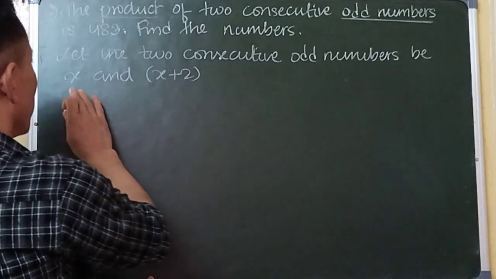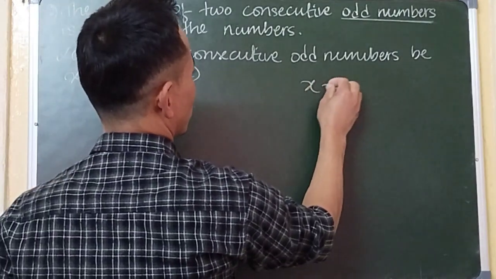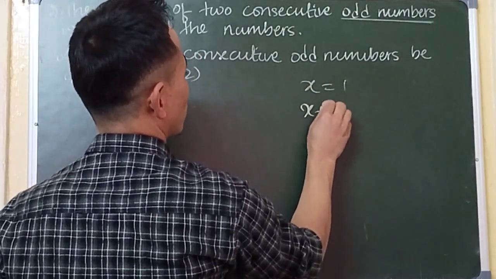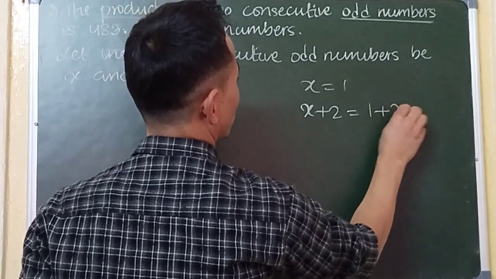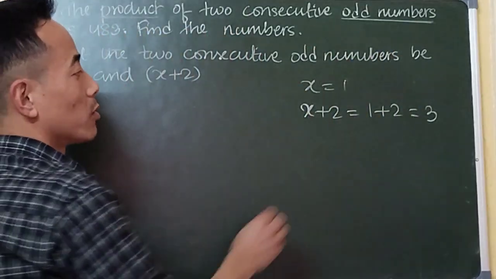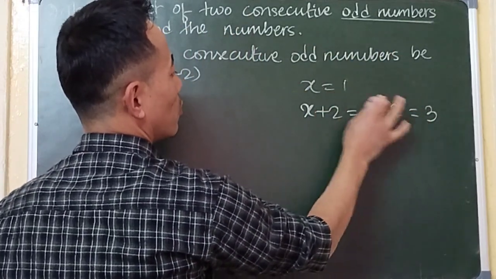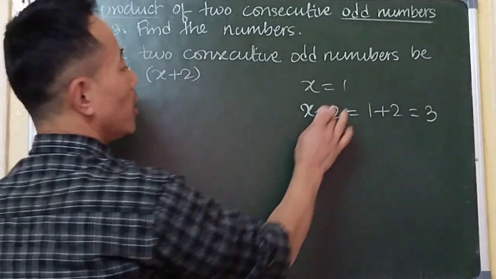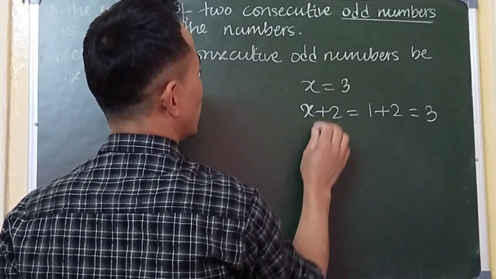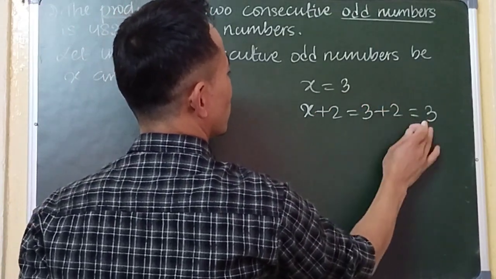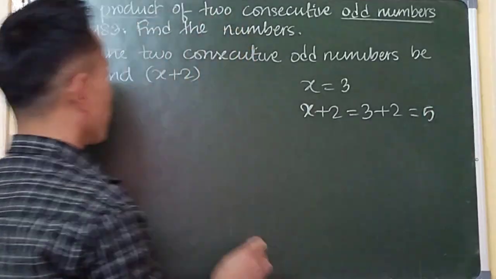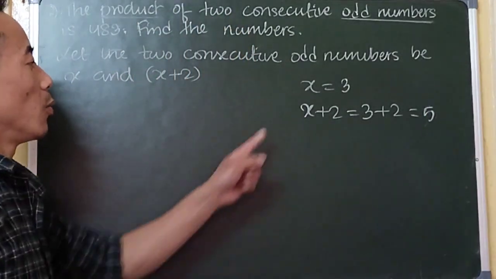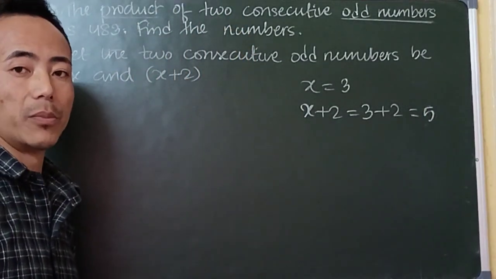Alright. So for example, if you take x is equals to 1, then x plus 2 will be how much? 1 plus 2, that will be equal to 3. So this 1 and 3 are the two consecutive odd numbers. Similarly, if you take x is equals to 3 here, then this becomes 3 plus 2 is equals to 5. So that means x and x plus 2 are two consecutive odd numbers.